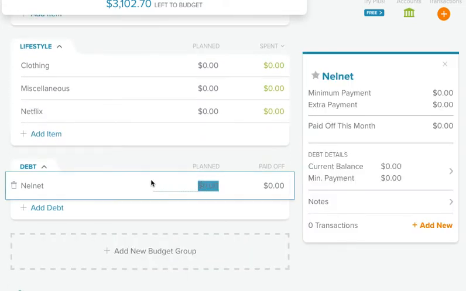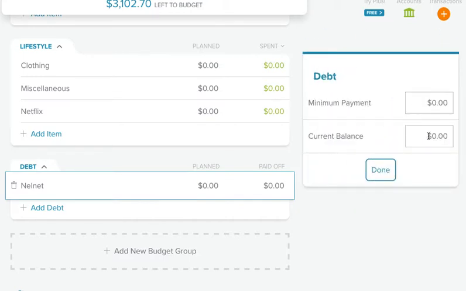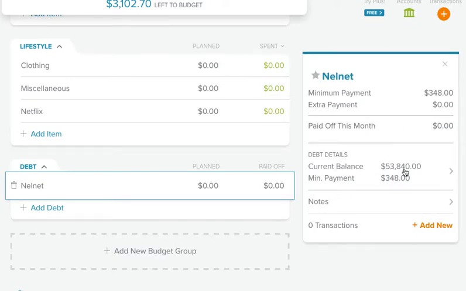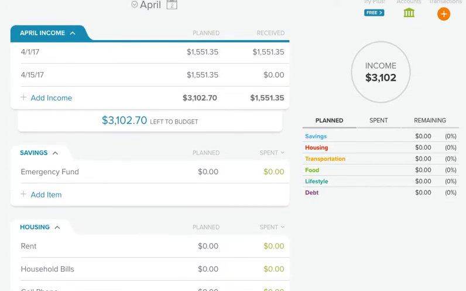Okay, so for now net balance is 53,840. Oh, I forgot the minimum payment. That is going to be 348. Okay, so that's the amount that I have to pay as of right now. So my goal is to get this down to zero and build up my savings. So let's start from the top.